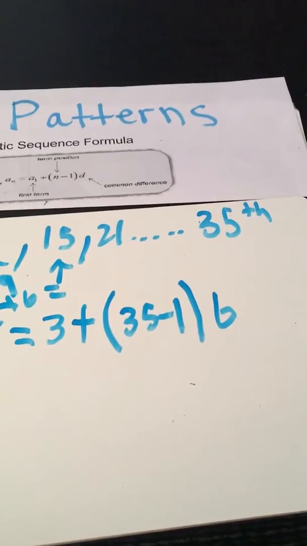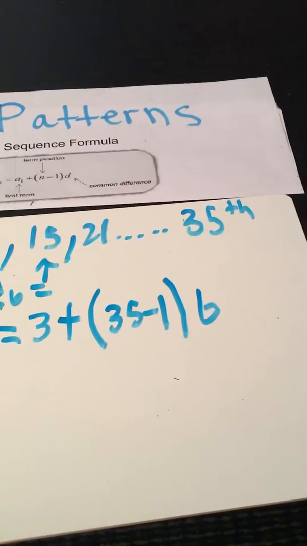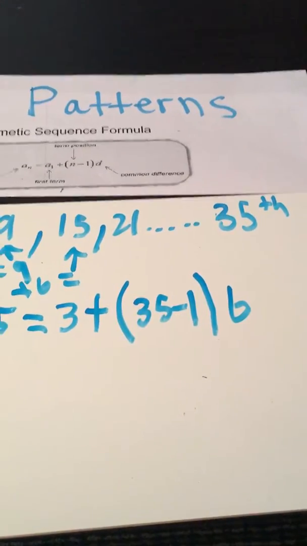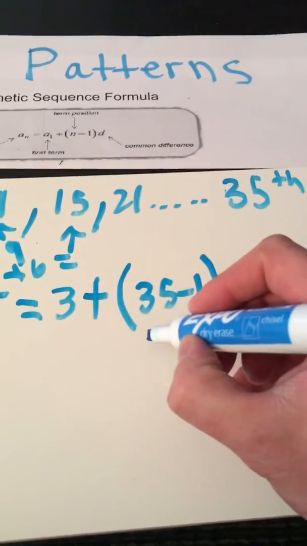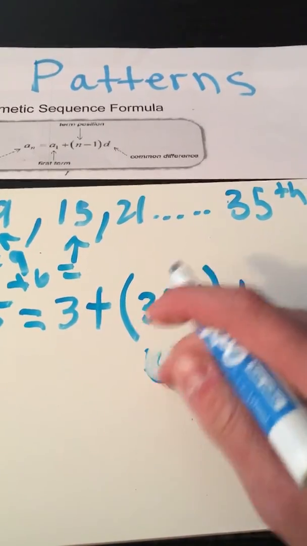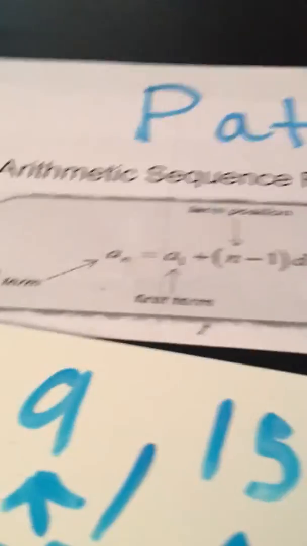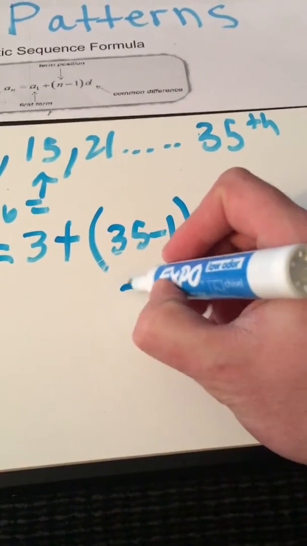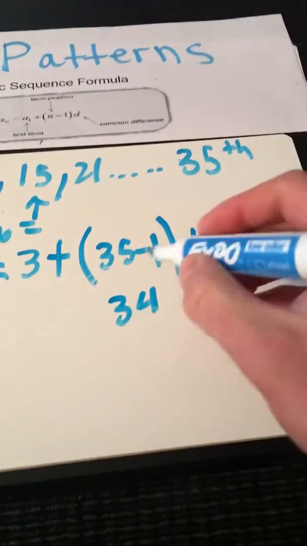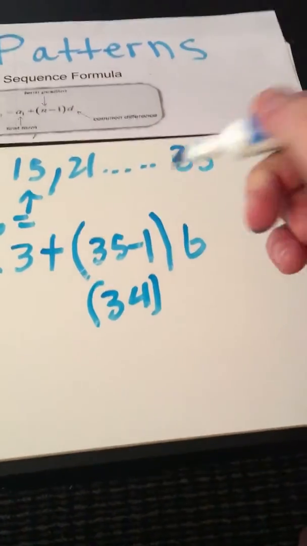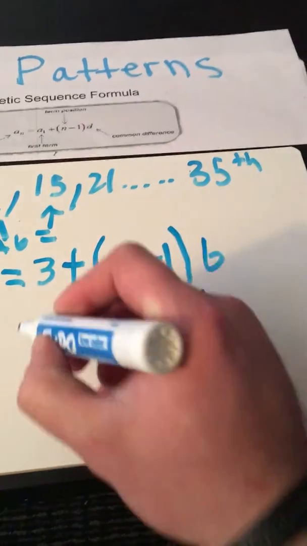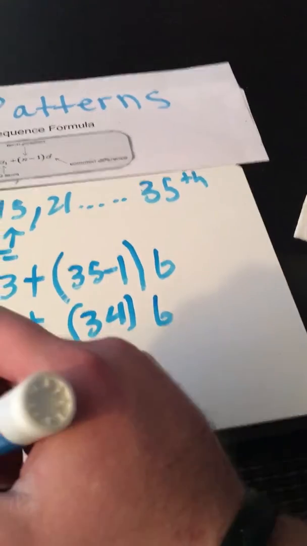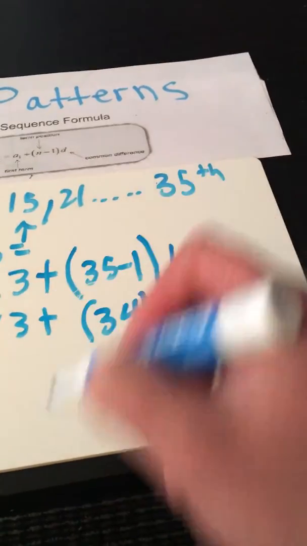So we have 35 equals 3 plus 35 minus 1 times 6. Right away, order of operation tells us to do what's in the parentheses. So we have 35 minus 1. 35 minus 1 gives us 34. So we drop the 34 down. Keep it in parentheses. That way we know we have to multiply. Bring the 6 down. Bring the 3 plus the 34. Bring that down. And we can bring our equal sign down also.